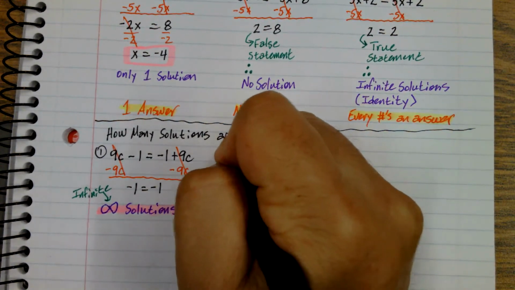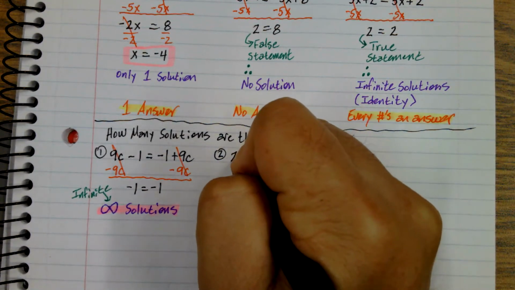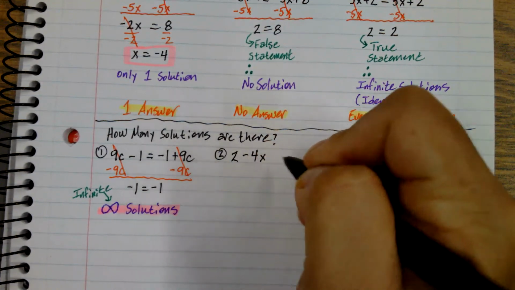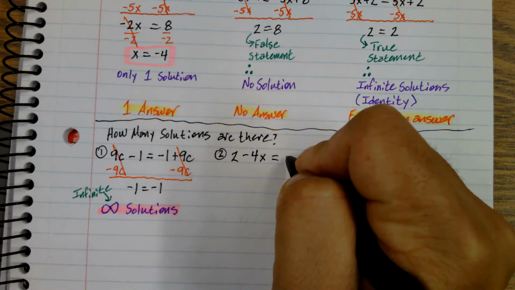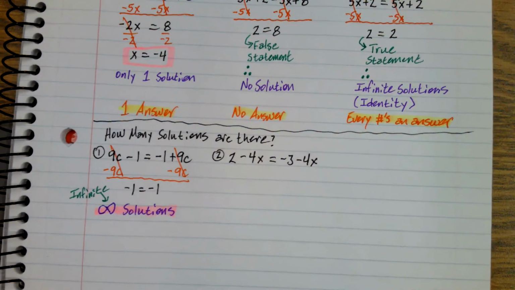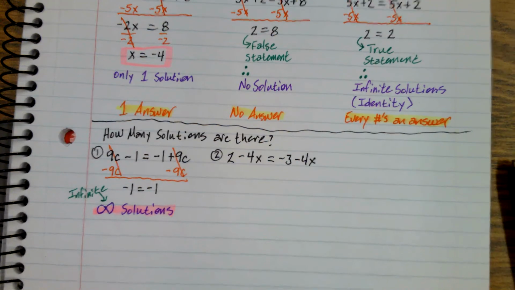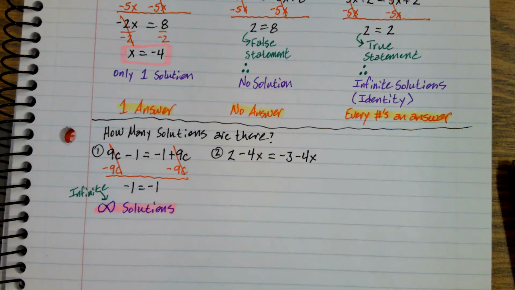Let's do another one. Number 2. Let's try this one. 2 minus 4x equals -3 minus 4x. Okay, try that one, please. What do you say? One solution, no solutions, or infinite solutions? What do you think? Okay, Jesse already says no solution.